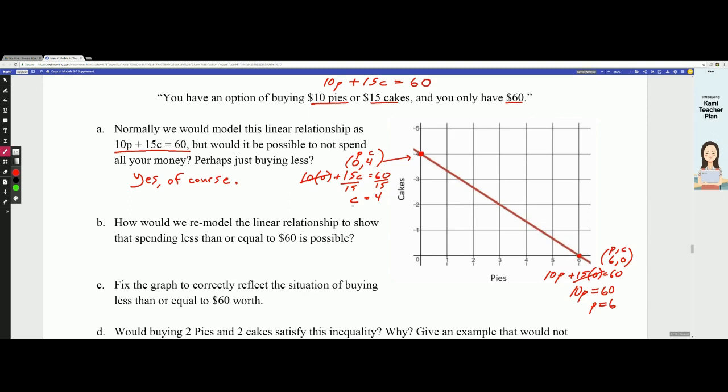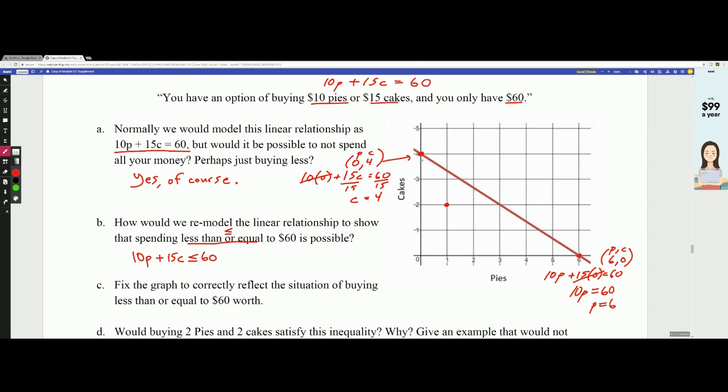Now in real life, we could spend less than that, right? What if you just wanted 1 pie and 2 cakes? You could afford that. But how would we remodel this linear relationship to show that we're spending less than or equal to? You should already be thinking, isn't that an inequality idea? Yeah, it is. So instead of having 10p plus 15c equaling 60, it's going to be less than or equal to 60. That means it's an inequality.